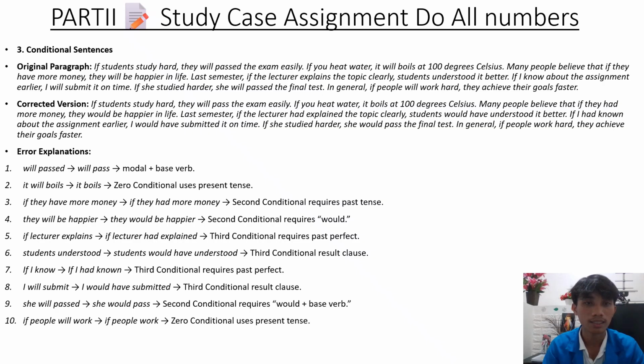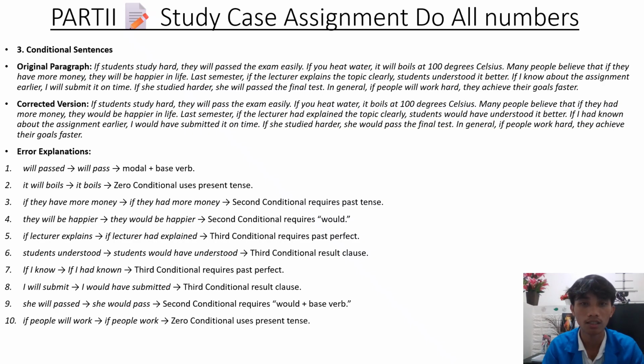3. Conditional sentences. Original paragraph. If students study hard, they will pass the exam easily. If you heat water, it will boil at 100 degrees Celsius. Many people believe that if they have more money, they will be happier in life.